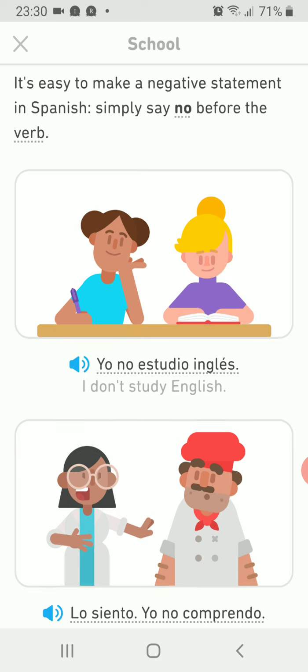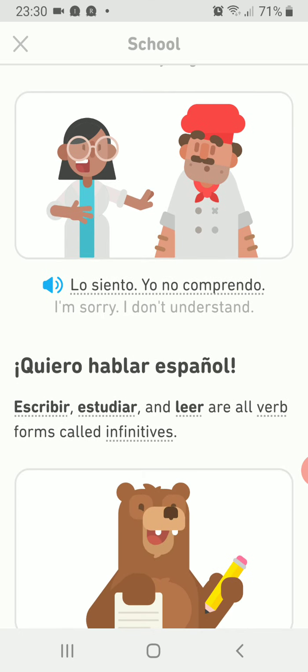And here is an example. Yo no estudio inglés. Inglés means English. Estudiar is the verb to study. So here we are conjugating to the first person in singular, which is I. So yo no estudio inglés. It's a negative sentence. I don't study English. Very good. Now let's see.